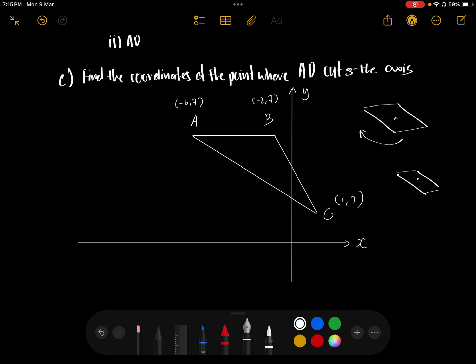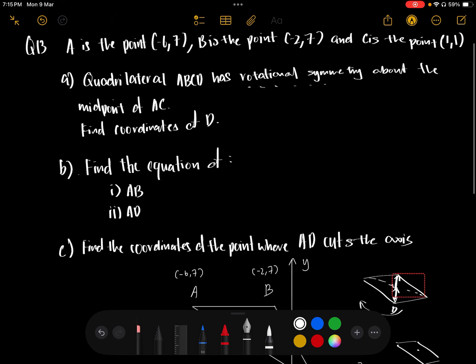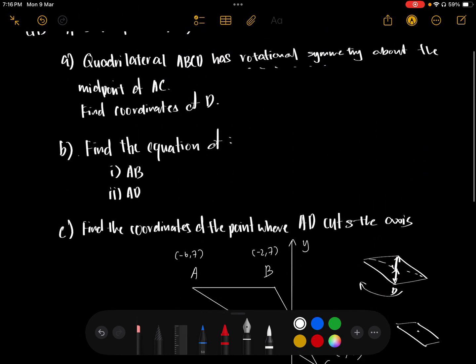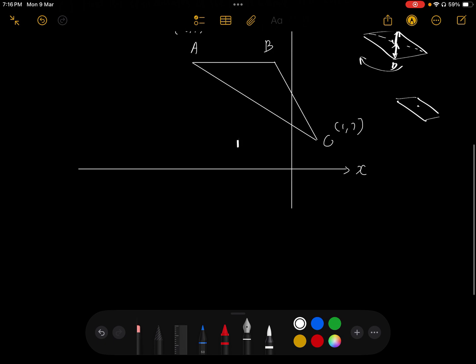So this is the midpoint and this is the midpoint. What does this mean? This means that the distance between B and the midpoint is the same as the distance from the midpoint to our imaginary point D. So how do we find D now that we understand what rotational symmetry looks like? D will be somewhere here.